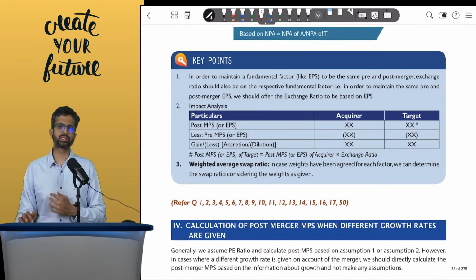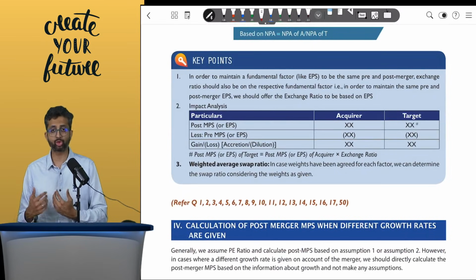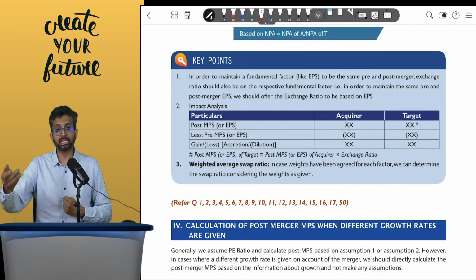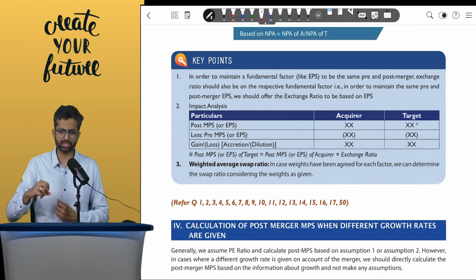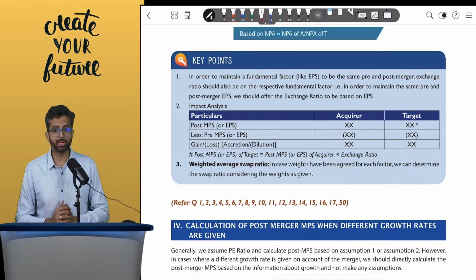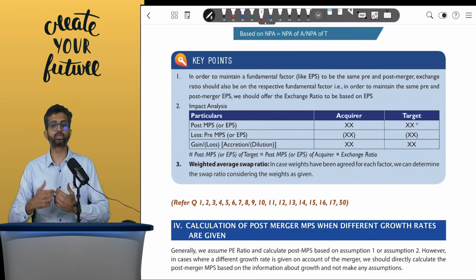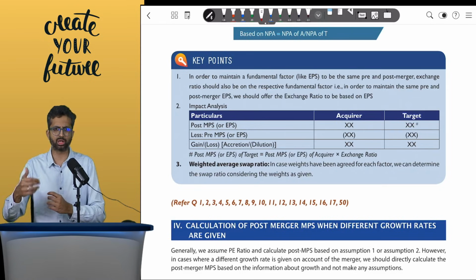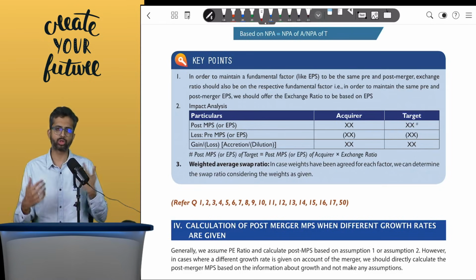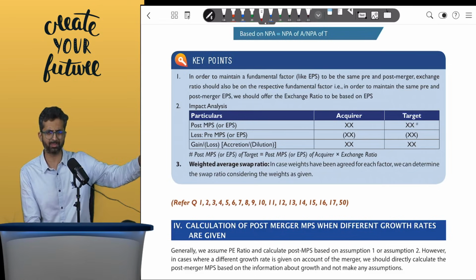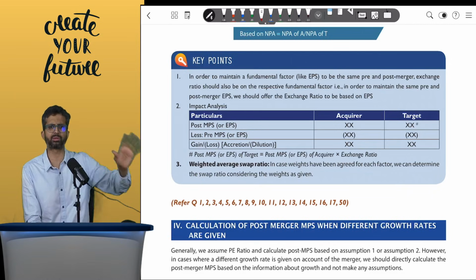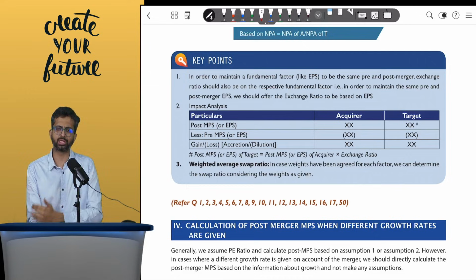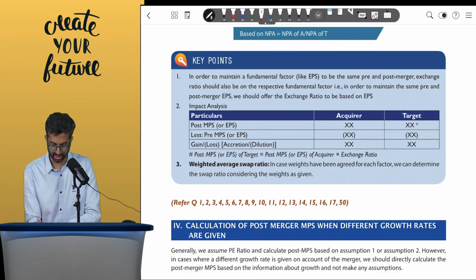Okay, some questions ask you to find the exchange ratio in such a way that EPS is maintained or MPS is maintained. In such a case, one needs to remember that the exchange ratio will be based on EPS, or the exchange ratio will be based on the MPS. Sometimes the question asks you to do impact analysis, that is, what will be the post-merger accretion or dilution of EPS or MPS, in which case you will find the post-merger MPS or post-merger EPS and subtract it by the pre-merger EPS or pre-merger MPS as the case may be, and that will give you the gain or the loss as the case may be.